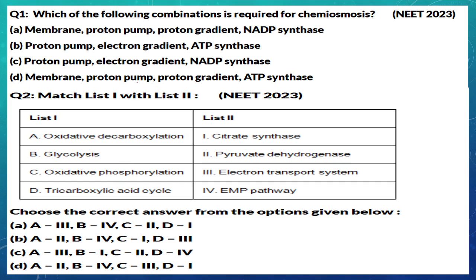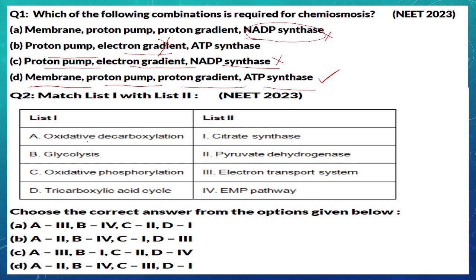Next one. Which of the following combination is required for chemiosmosis? What are the requirements of chemiosmosis? We require membrane, proton pump, proton gradient, ATP synthase. We do not require NADP synthase here, so it is wrong. Electron gradient is not required. We require membrane, proton pump, proton gradient and ATP synthase. This is the correct one.